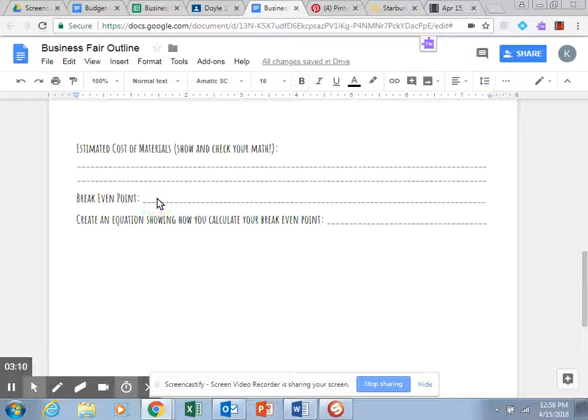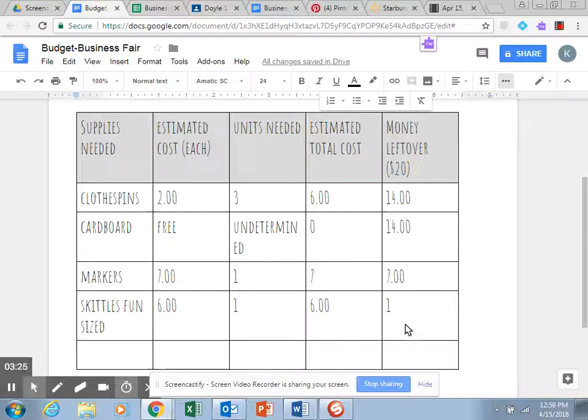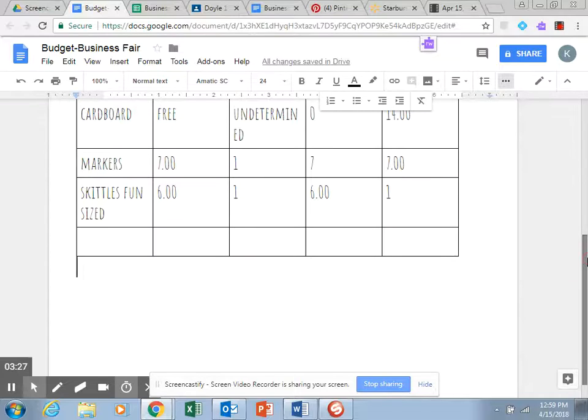The break even point. This is the hard part. This is where you have to figure out how many of these products you need to sell to be able to break even. So we said that we spent $19. You can write this on your Google thing. You could write it on a sheet of paper. I want to see your math. So I'm going to start writing some notes here to make it easier for y'all to see.